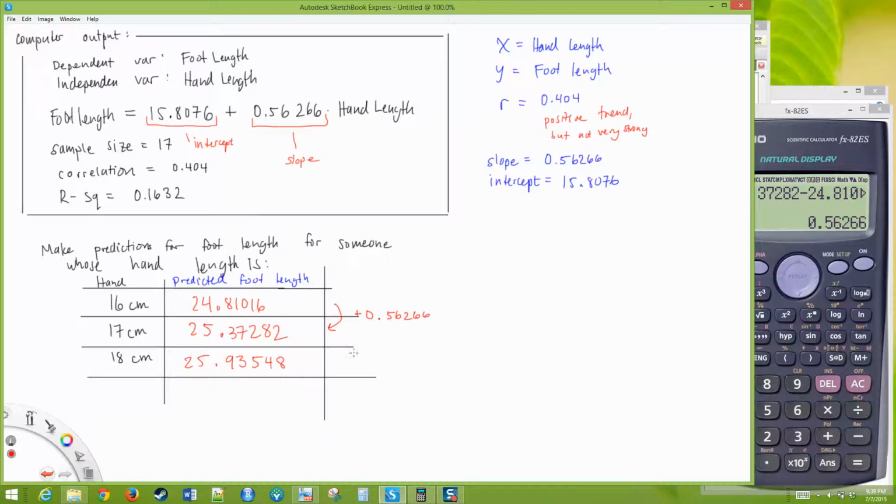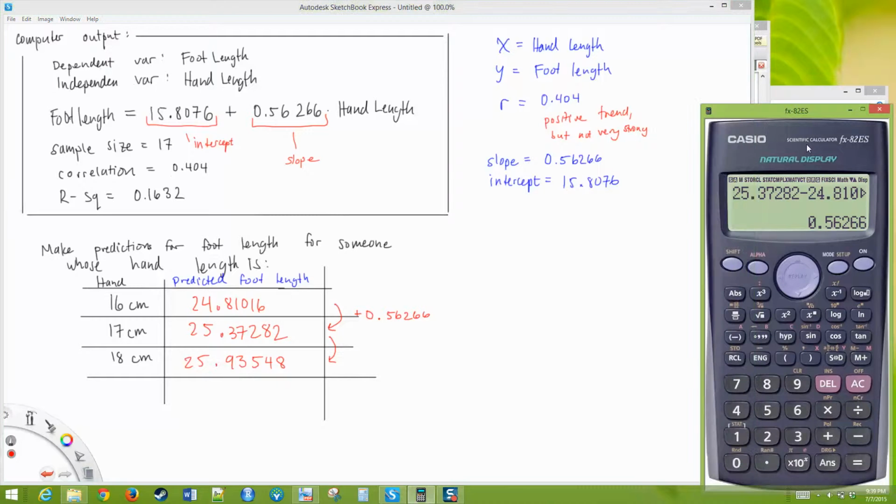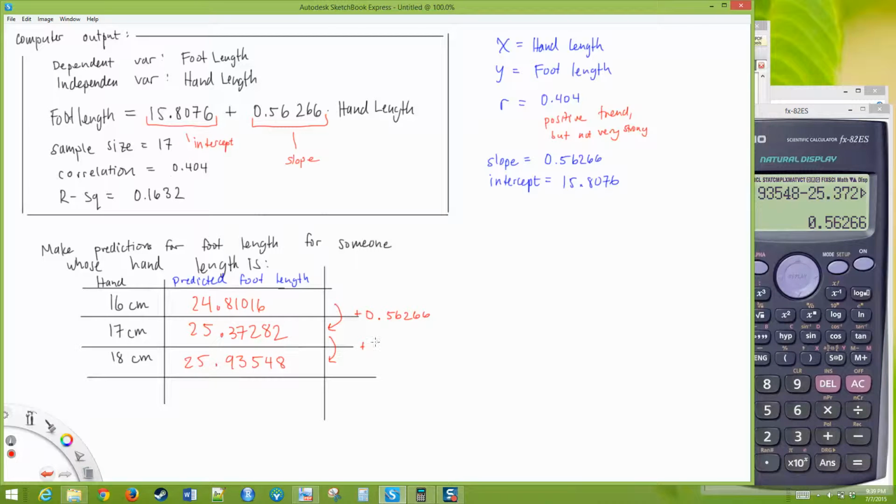Okay, what about to go from here to here? Same thing, right? I can do the subtraction, 25.93548 minus 25.37282. So I can do this thing minus this thing, and what do I get? I get the same thing. So to go from there to there, I would get 0.56266. Is that okay with everyone? Yeah?